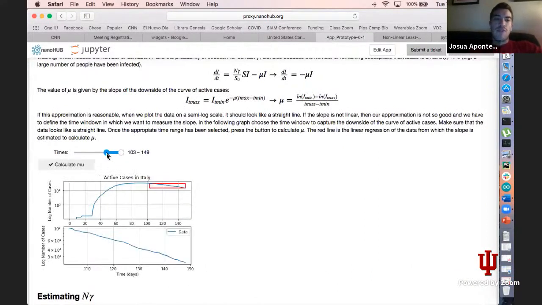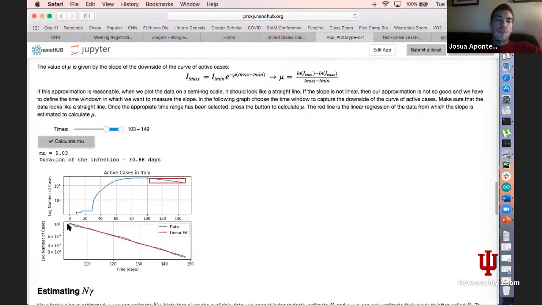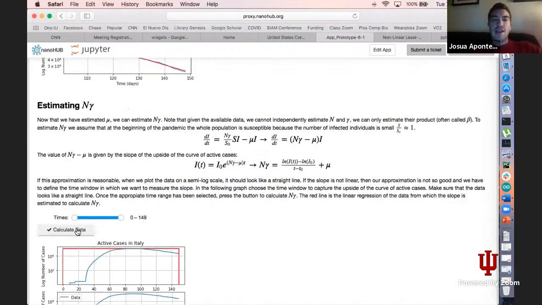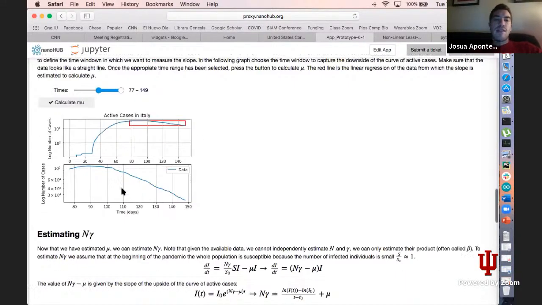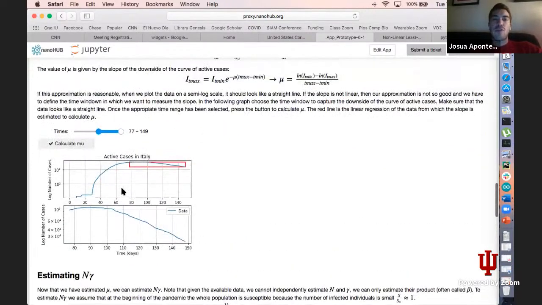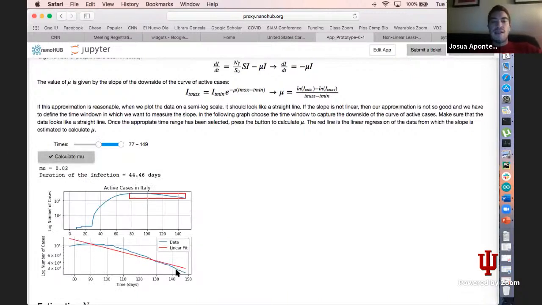So for example, we have to look at the downside of the curve. When the user clicks on calculate mu, the program runs a linear fit, that's the red line, so you get an idea of how good your approximation is. And then now the user can calculate beta. If the user changes the range, then the user needs to recalculate mu before continuing. In this case, you have a not so good approximation because you can see the linear fit and the data.